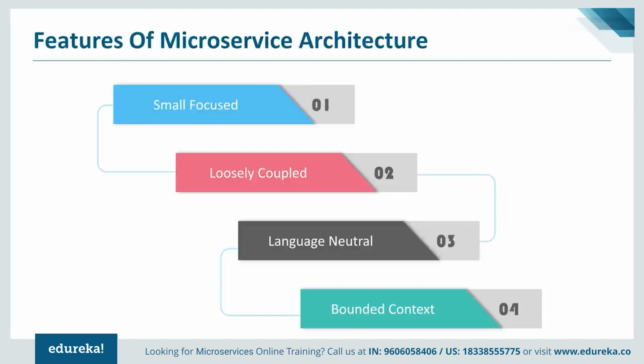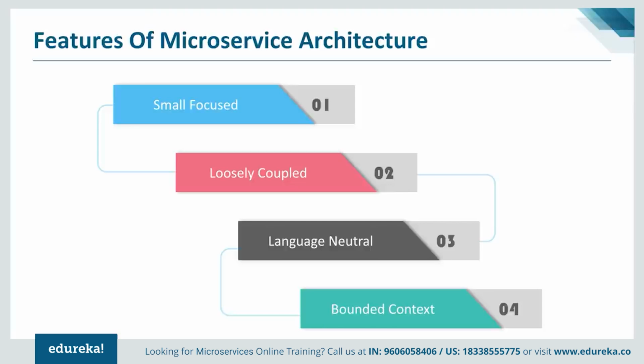Then the next point is loosely coupled. As I've already mentioned multiple times, each microservice is independent of the others and does not need to coordinate as well. This makes development as well as deployment really quick. If I have to update a particular service, I'll only update that service. I won't update the other services. That way deployment becomes really quick, so that's the big advantage.